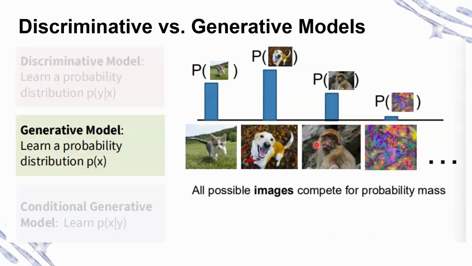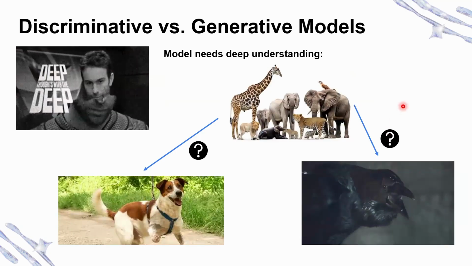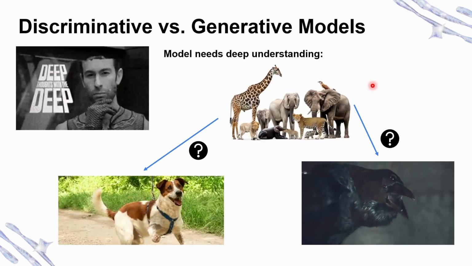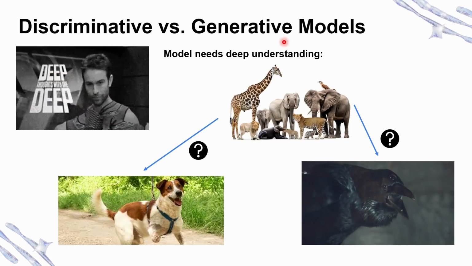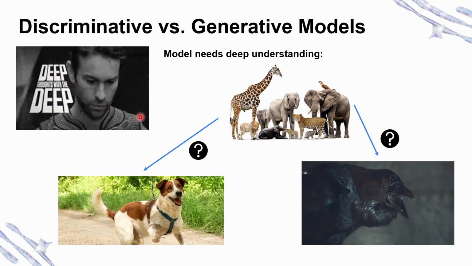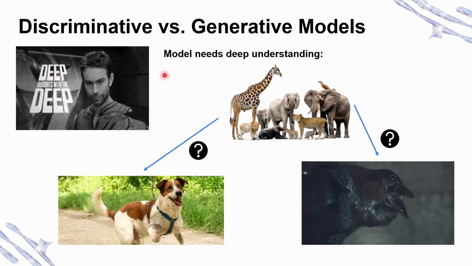This is where generative models come in. In this case, all images are competing against each other in the distribution. This is interesting because the model will try to learn from all the images possible out there. It requires our model to have a deep and innate intuition of the world, just as good as a human could do, a really deep understanding of the world.